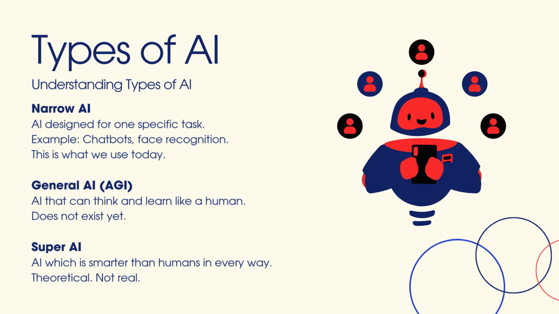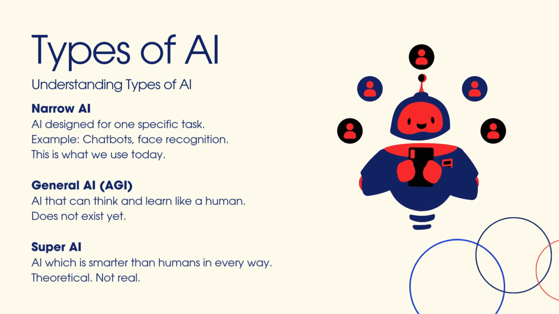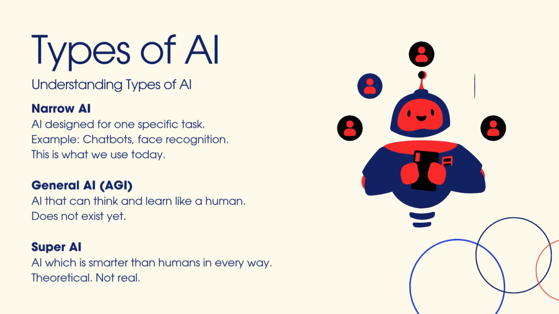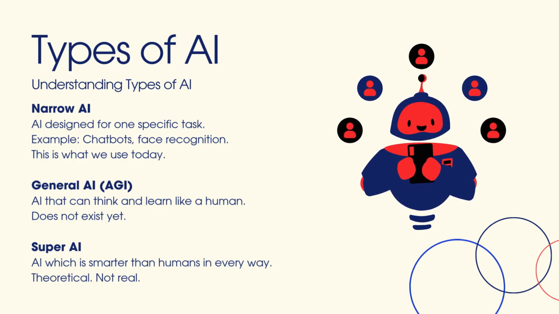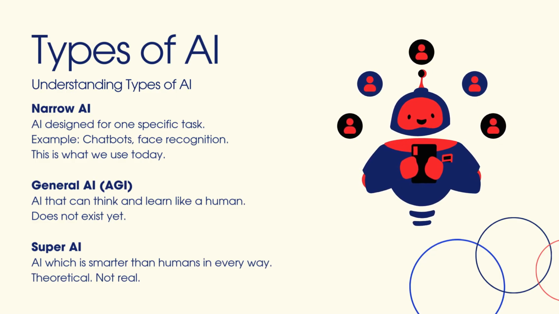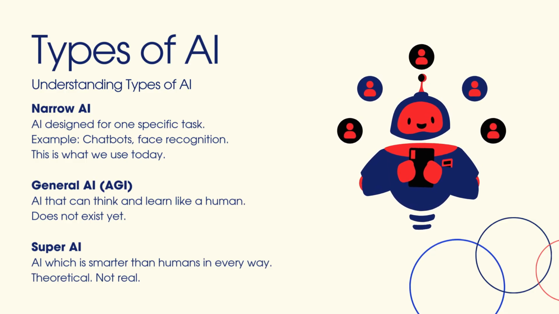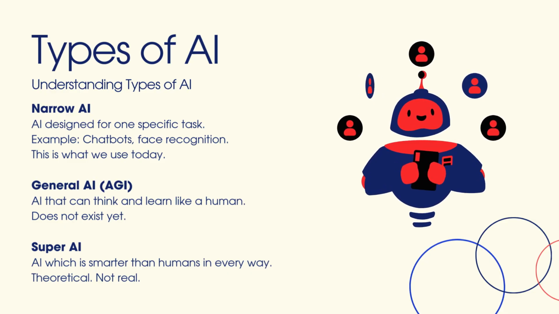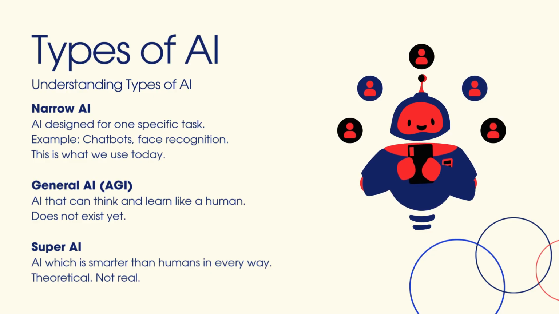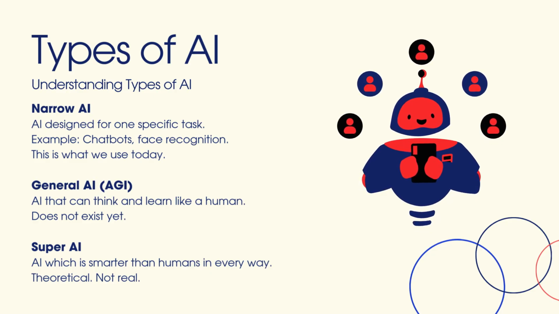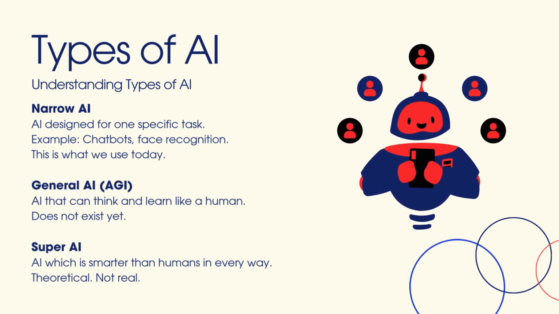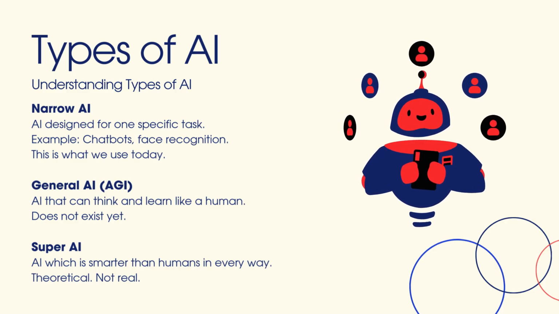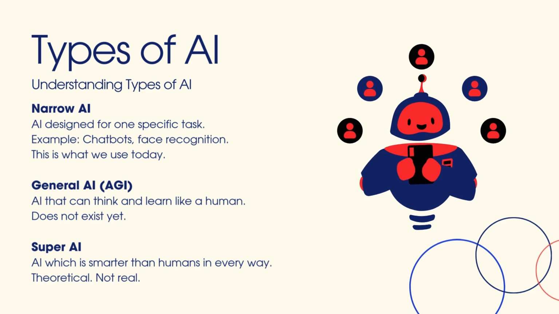The second type is general artificial intelligence, also called AGI. This would be able to think, learn, and understand like a human. It could perform multiple tasks across different areas. However, this type does not exist yet. The third type is super artificial intelligence. This would be smarter than humans in every possible way. It is only theoretical and not real today. So, in reality, we currently live in the era of narrow artificial intelligence.